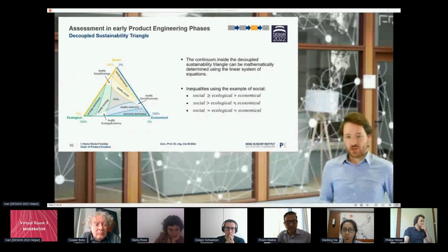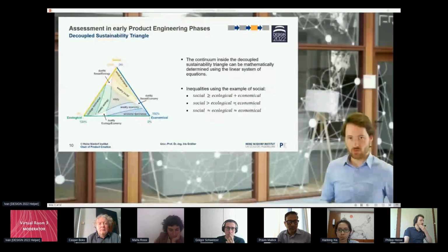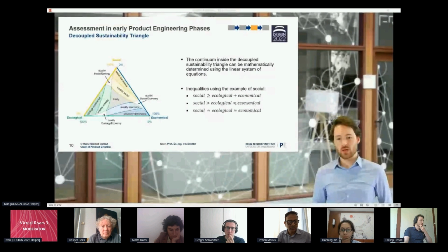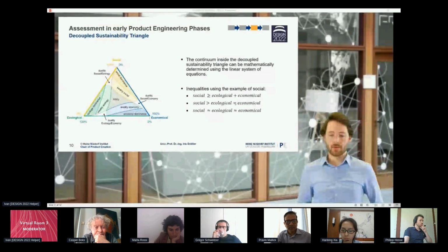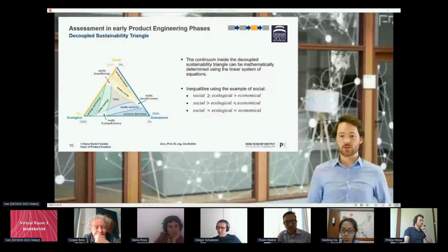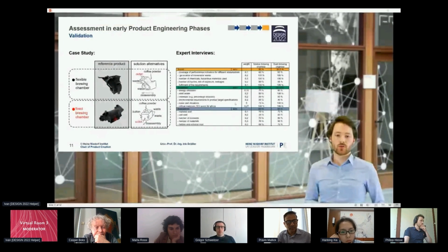By the geometrical centroid, we can define 4 areas: Trinity, where the dimensions are relatively equal to each other, and the areas, for example, weakly social dominance and strongly social dominance, where the dimension social is much higher than the other dimensions. So let's talk about the validation of this approach.